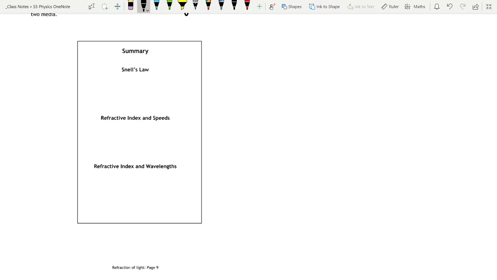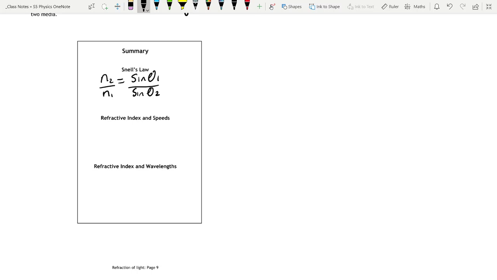So we've got, first of all, Snell's law, which is the one that we came across first of all in this booklet, which is n2 over n1. Remember, n1 is usually 1, so it's usually just n equals sine theta 1 over sine theta 2.